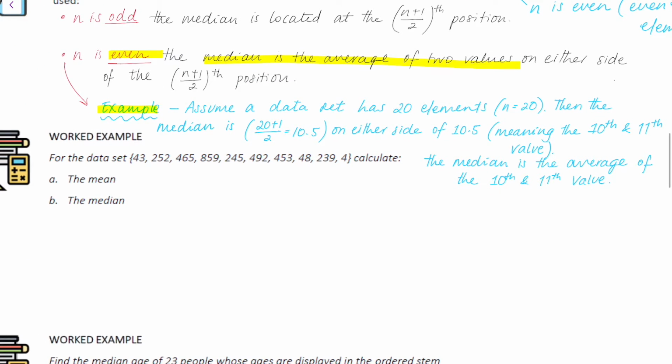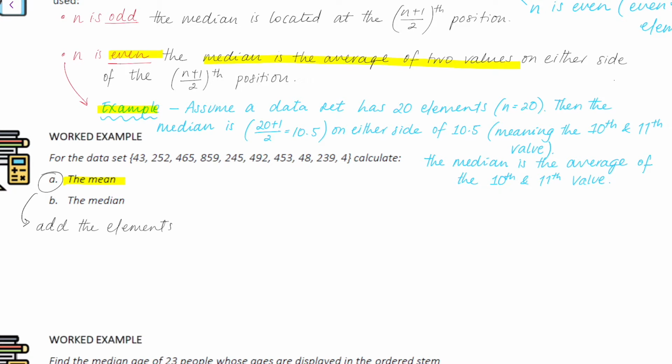So the worked example here gives us a data set of a series of numbers, and it says to calculate the mean and the median. Now the mean is going to be easy because we don't need to rearrange any of our values, and just looking at the data set we can see that the numbers are in no particular order. So to find the mean, all we're going to do is add the elements together.